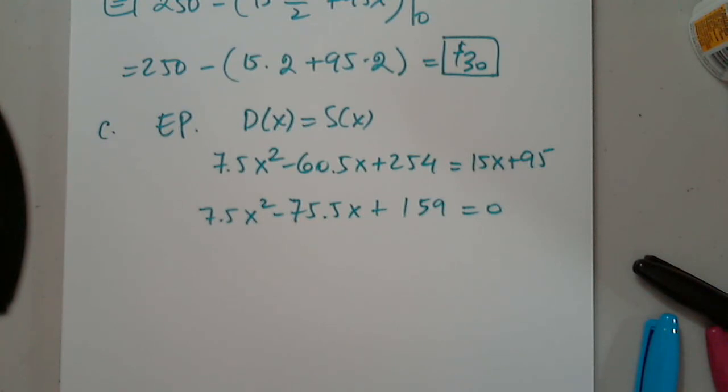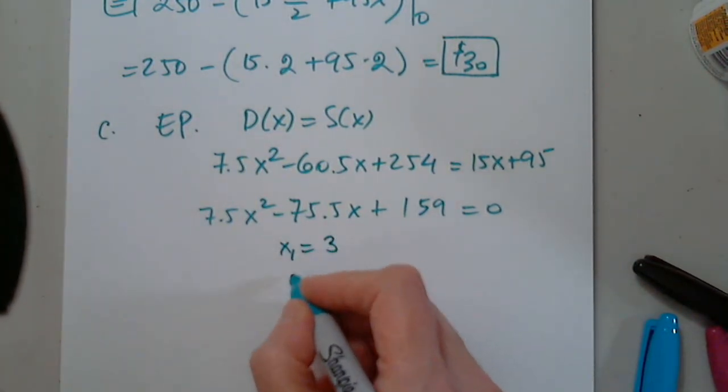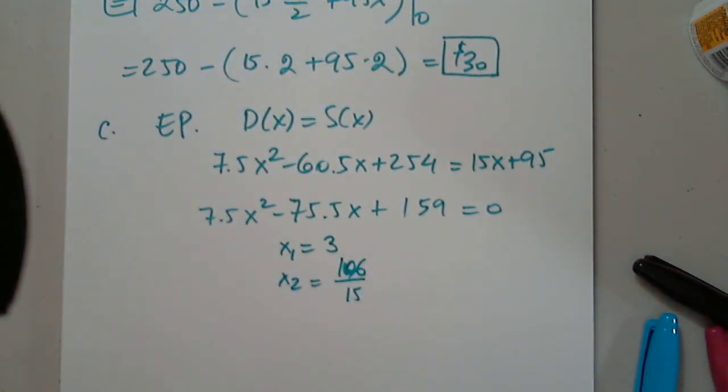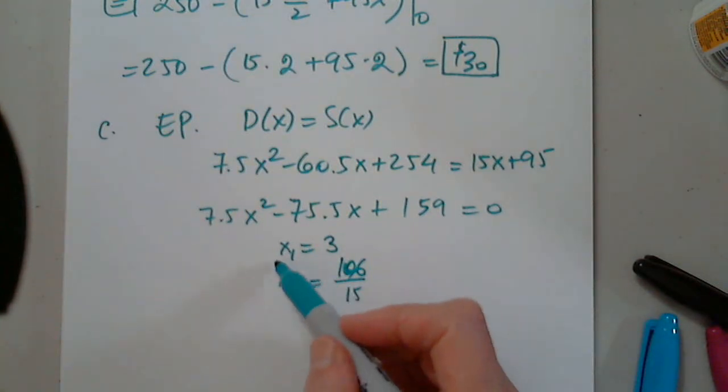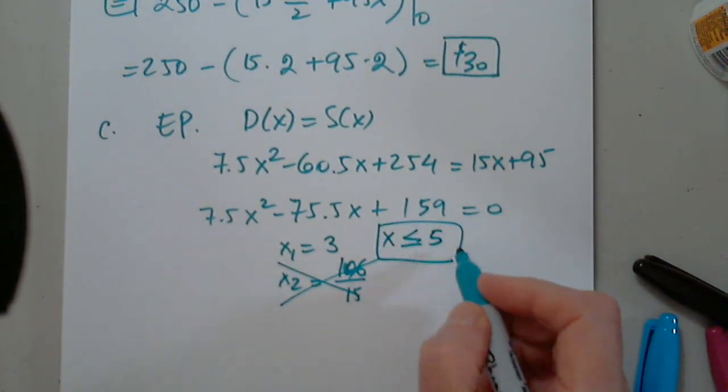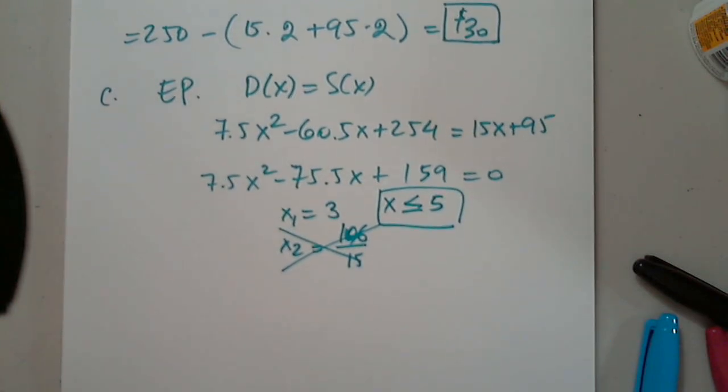Okay, and this is negative 75.5. So I'm fine. You don't have to even say I use the quadratic formula, or you can, just to make sure, and solve. Okay, so the problem is telling us no more than 5. So this means nothing to us. I will copy the two answers. X1 is 3 and X2 is 106 over 15. But I will say x has to be less than or equal to 5 as stated in the problem.